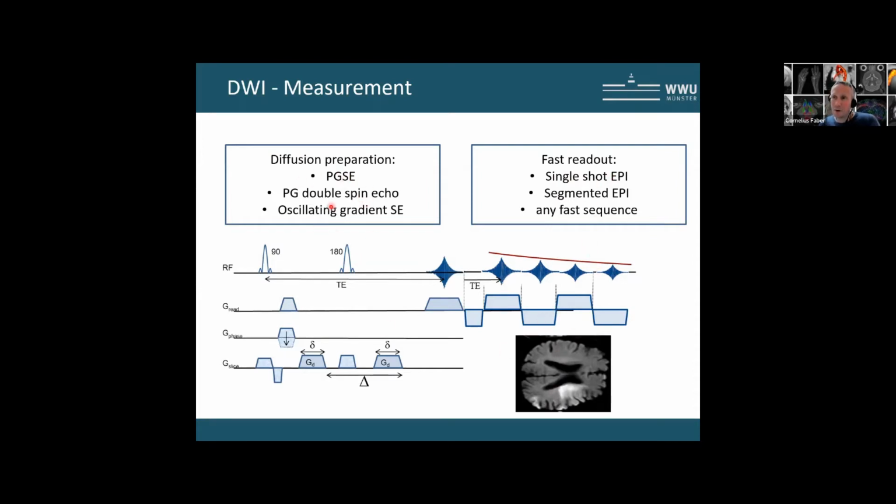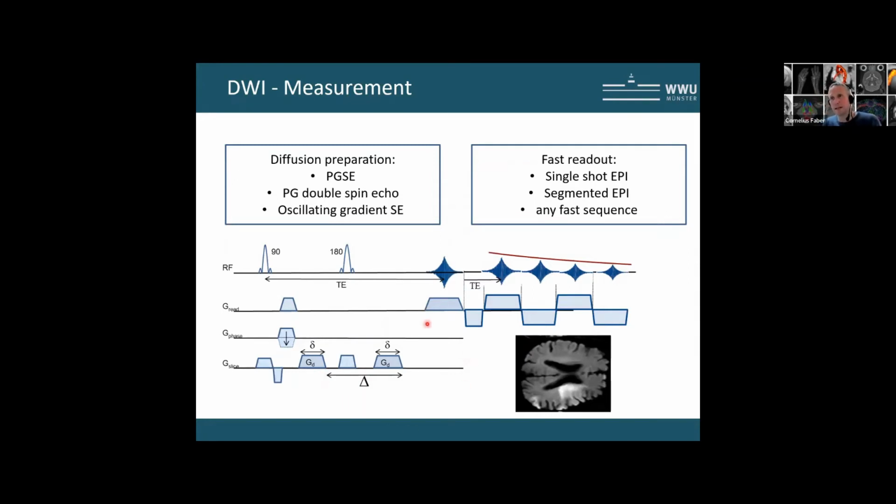And one remark on the diffusion preparation: what we see here is the so-called pulsed gradient spin echo sequence. Of course, there are other diffusion preparations. There's, for example, a pulsed gradient double spin echo, where just the spin echo with the 2 gradients will be doubled. Or one can have other shapes of gradients, like oscillating gradients or specially shaped gradients. However, this gets a bit complicated, and we're not going to talk about that today.